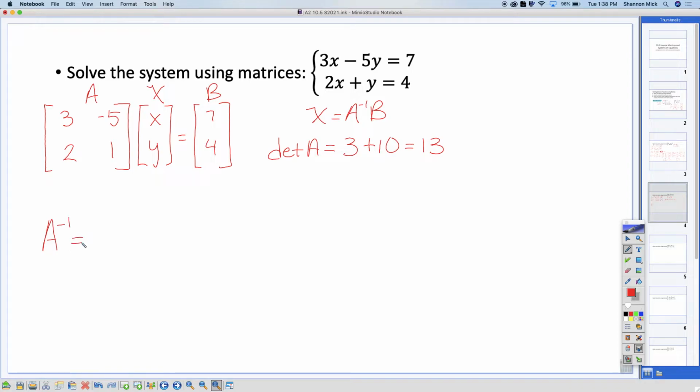So A inverse equals. Now please make sure you're labeling your work, guys. When I go and look at your work, I should know what your determinant is. I should know what your A inverse is. Do not just do random matrices and multiplication around your paper, come on now, because I can't grade that.